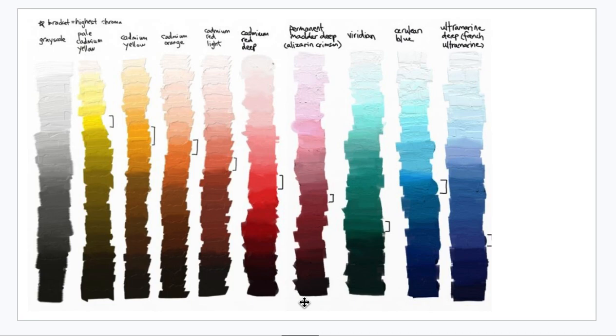We can change the value of the color. Whenever we mix a color out of the tube, we are automatically going to dull its intensity. The most intense version of any color is its original pigment by itself without being mixed with anything.